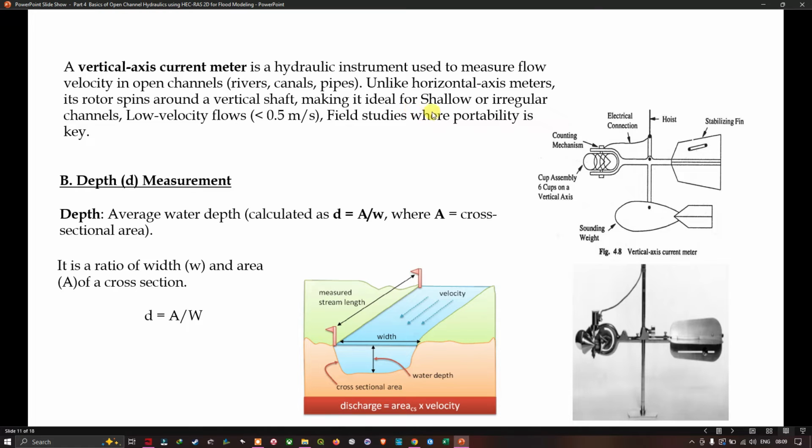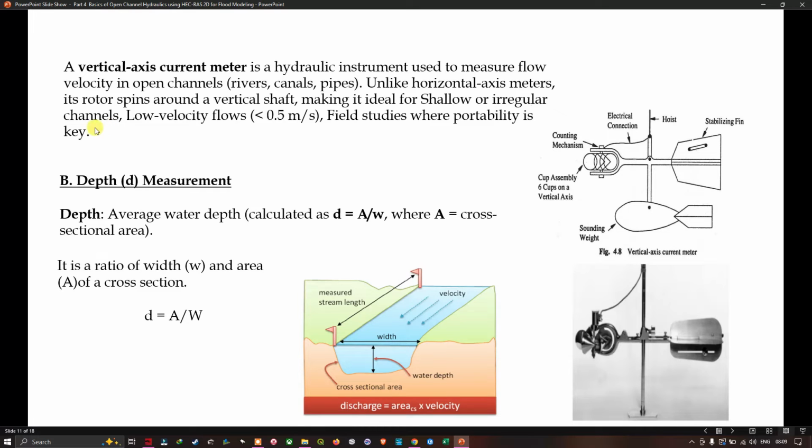Unlike the horizontal axis meter, its rotor spins around the vertical shaft, making it ideal for shallow or irregular channels, and low velocity flows of less than 0.5 meters per second. So it suits field studies where portability is key. The next parameter is the depth measurement.